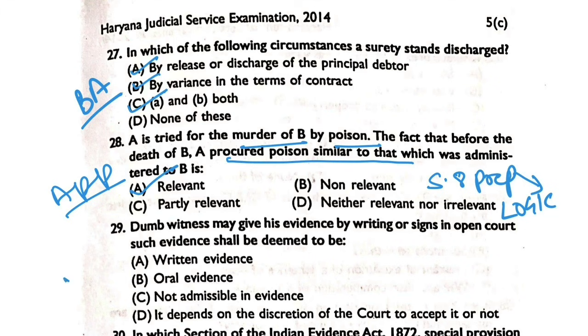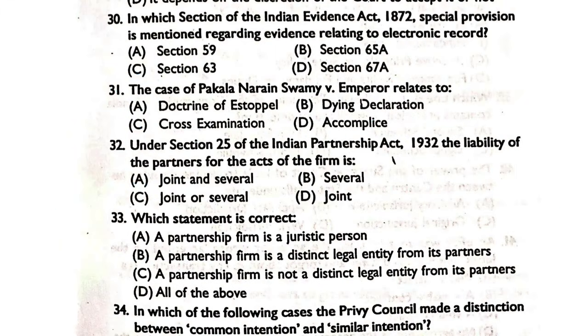Then question 29, dumb witnesses may give his evidence by writing or signs in open court and it shall be treated as B, oral evidence. Again, Bare Act based, standard. Question 30, in which section of Indian Evidence Act special provision is mentioned regarding evidence related to electronic evidence? The answer is B, section 65A, number based Bare Act question. It was added by amendment of 2000.